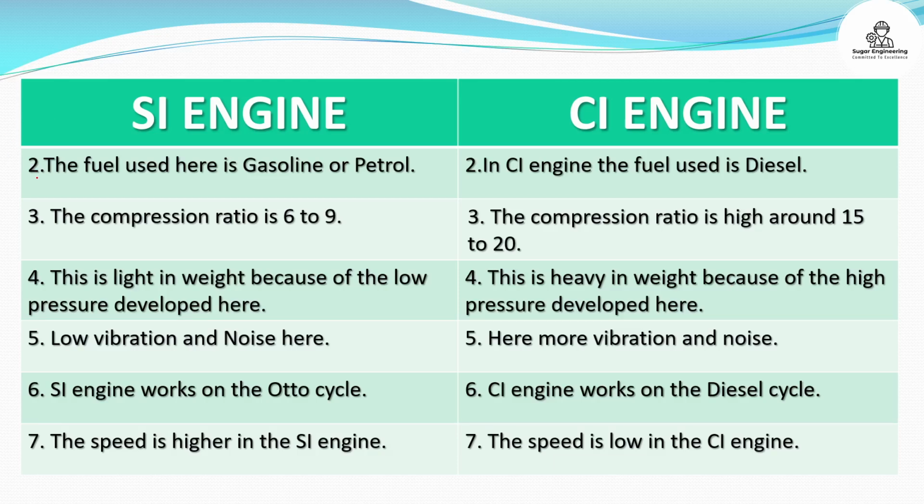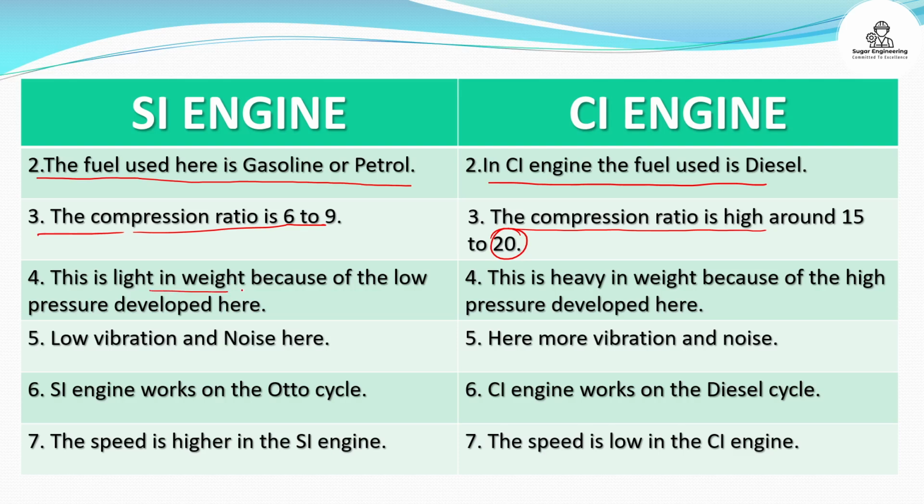In SI engine, the fuel used here is gasoline or petrol, whereas in CI engine, the fuel used is diesel. In SI engine, the compression ratio is 6:9, and in CI engine the compression ratio is around 15:20. The SI engines are generally light in weight because of low pressure developed here, whereas CI engines are heavy in weight because of the high pressure developed here.